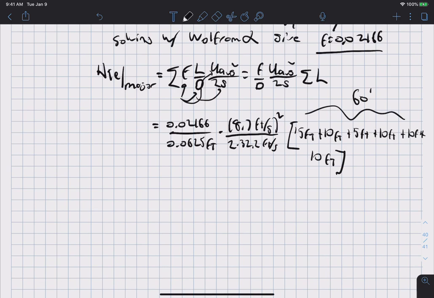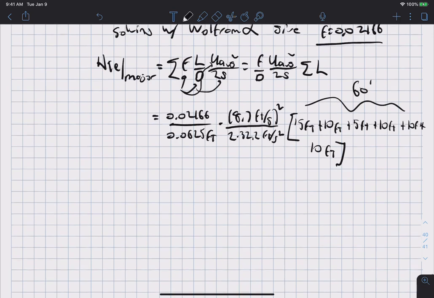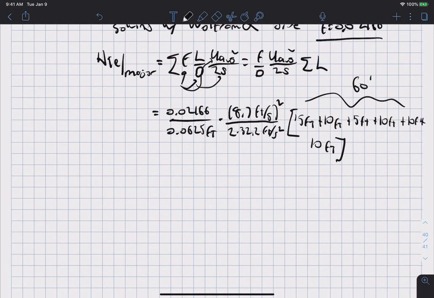Okay, and the units of the gravity are feet per second squared. I was wondering why this wasn't being unitless. So then we punch in the numbers, and HTL major equals 24.83 feet.